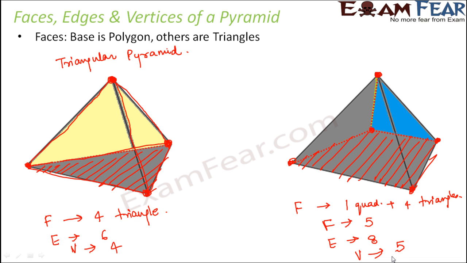So here what do we see? Even though both are pyramids, just the shape of the base changed. In the first case, the base was a triangle. In the second case, the base was a quadrilateral. But the moment the base changes, the number of faces, edges and vertices also change.